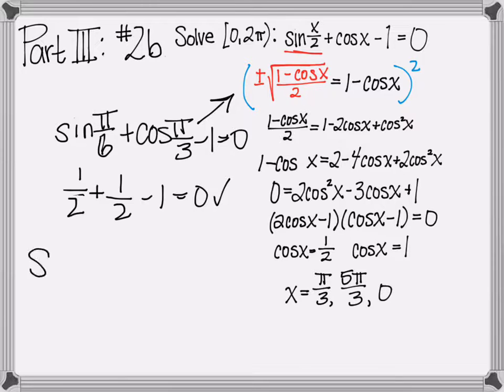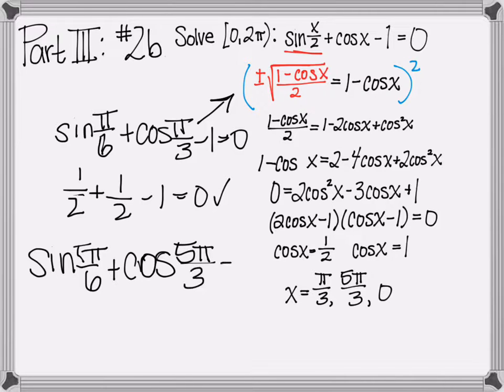So sine 5 pi over 3 over 2 works out to be sine 5 pi over 6, plus cosine 5 pi over 3. And we'll solve through. So sine 5 pi over 6, that gives us 1/2 again. Cosine 5 pi over 3, also 1/2, since it's in the fourth quadrant, and that one checks out.